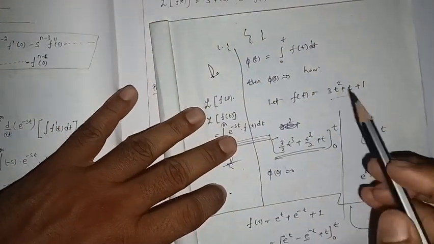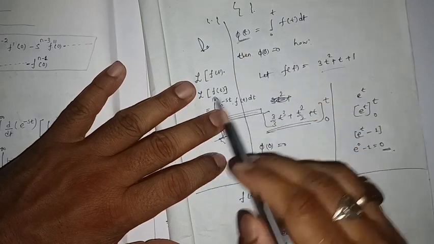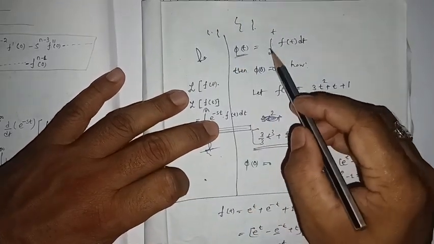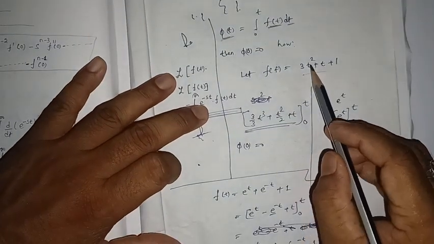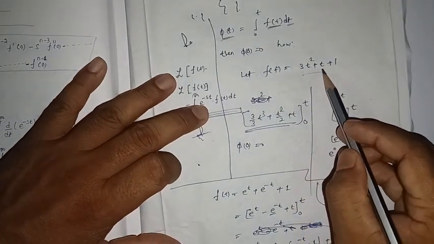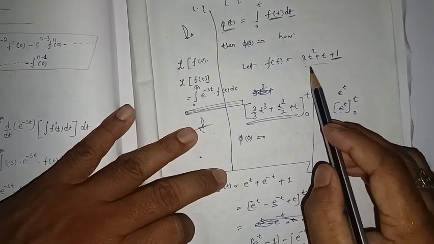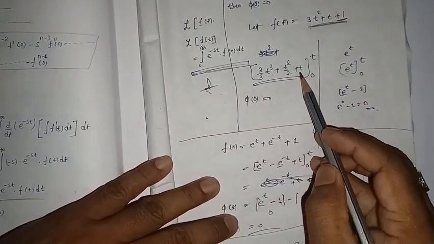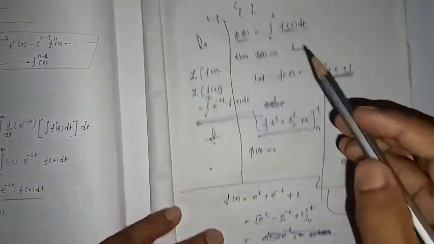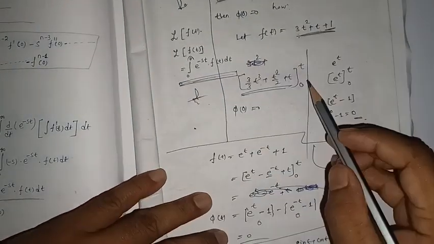Suppose phi of t is the integral from 0 to t of f of t dt. Here f of t is 3t squared plus t plus 1. So the integration of this will be 3 by 3 t cubed plus t squared by 2 plus t, with limits 0 to t.